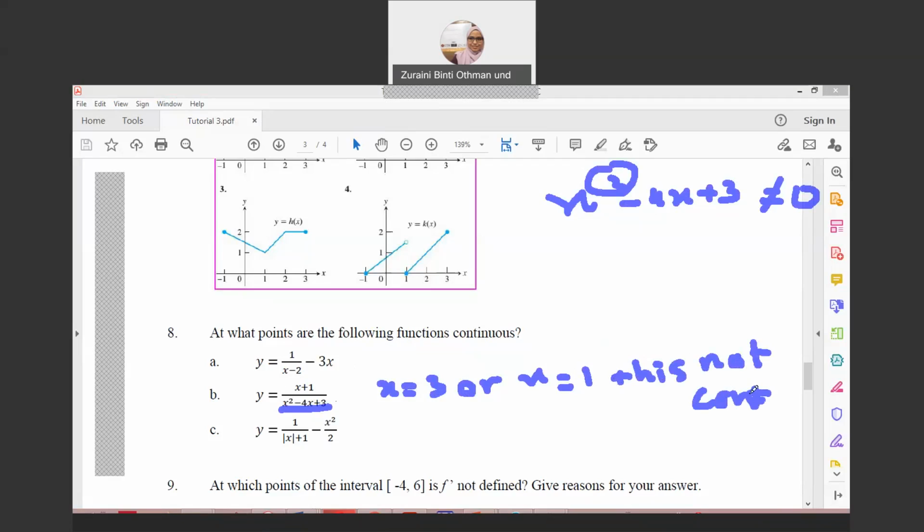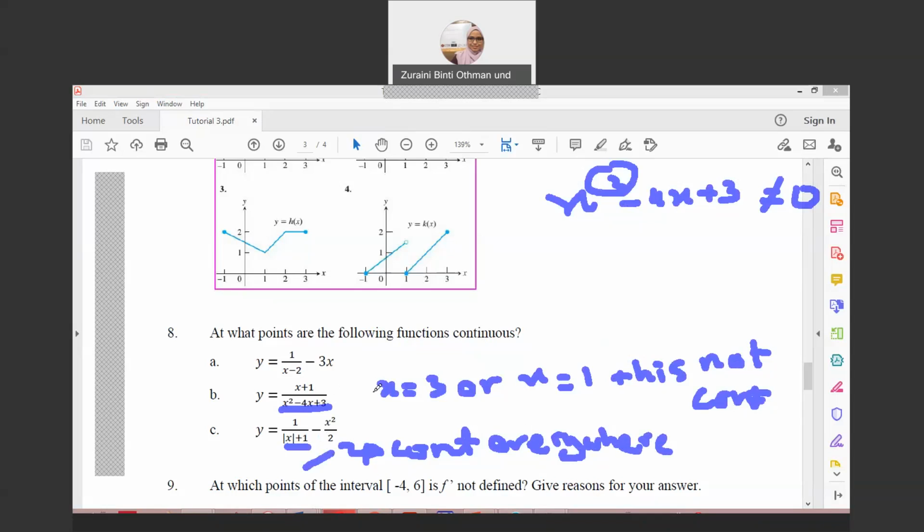Okay, so for number C, it is continuous everywhere. Why is it continuous everywhere? Because here we see modulus x plus 1. For here kita dapat kosong bila negatif 1 tambah 1, tapi because it's modulus, dia tak mungkin negatif. So it is continuous everywhere for number 8.